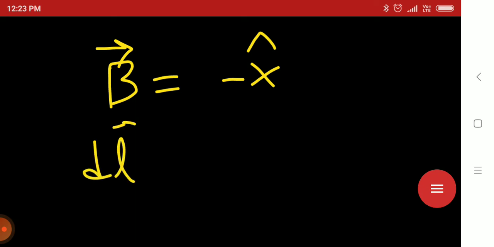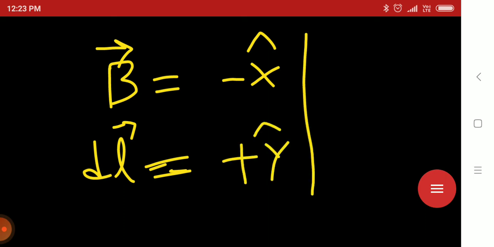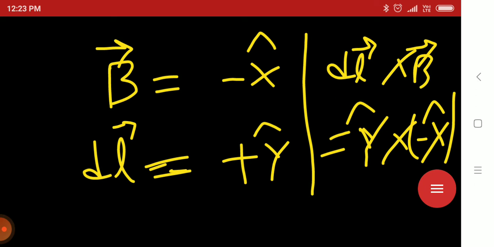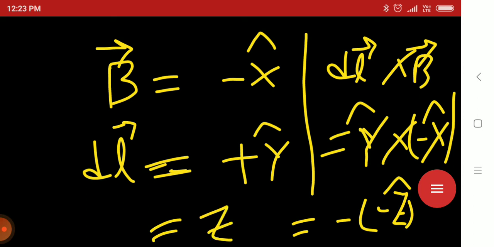And the dl direction is the direction of current, that is plus y cap. So when we do dl cross B, what is the force direction? Force equals I dl cross B, so the force direction will be dl cross B. That means y cross minus x hat. Y cross x equals minus z cap, but the minus is there from previously. So minus of minus z. This is the force direction. So the force direction is z cap.